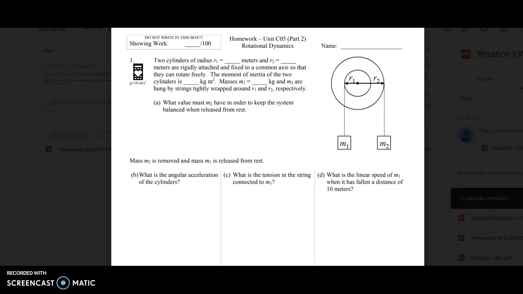Hi there. So I wanted to give you some hints on rotation part 2. I know number 1 is not assigned, but I thought there might be some things in number 1 that might help. So if we take a look at number 1, what you know is the torques must be balanced, right? R cross F, which is mg, must equal R cross F, which is mg.